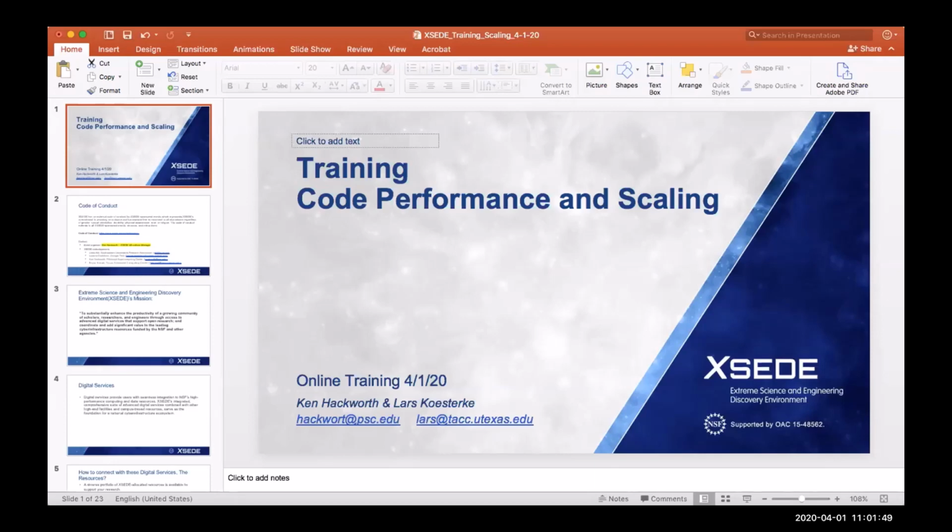So our topic today is training with code performance and scaling, with really the focus on XSEDE research requests, for which code performance and scaling is a mandatory document so that the review panel has a good understanding that you have tested and tried these codes and can make efficient use of these.